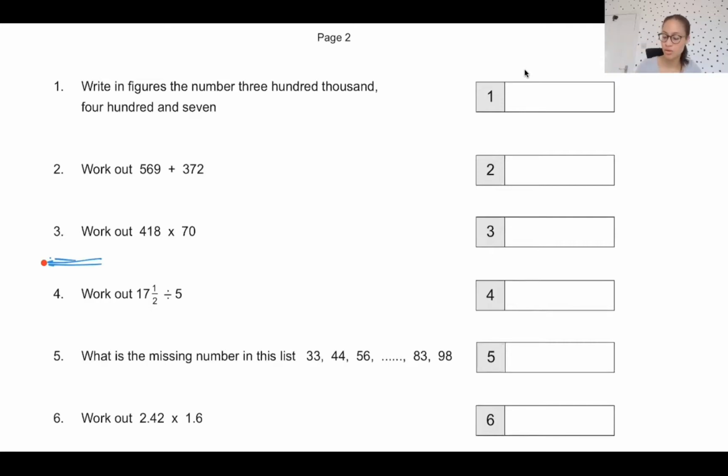I'm just going to start talking about the first one. So the number 300,000 on its own looks like this. And then you've got 407. So you just put those together. But it's usually helpful to put a comma in there so you can see that you've got 300,000 rather than accidentally putting 30 or something. So 300,407 should look like this, just make sure that looks like a comma. Okay, starting to get some answers through.